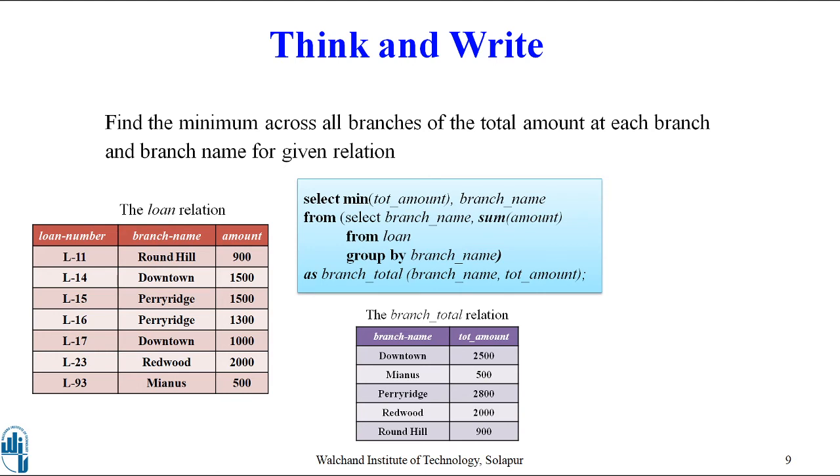The relation branch total is the result of the subquery written in the from clause, which finds the total balance at each branch. The result of this query is the minimum across all the branches of the total balance at each branch. In the relation branch total, the fifth tuple contains the minimum balance 500 for the branch name Mianas. Hence, this tuple is in the final result.